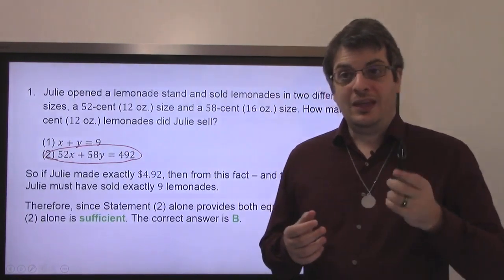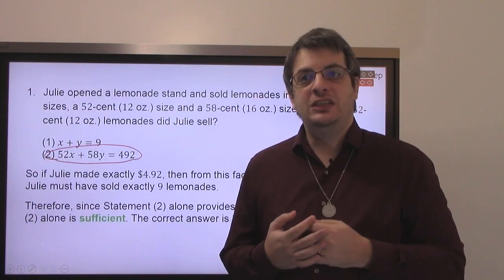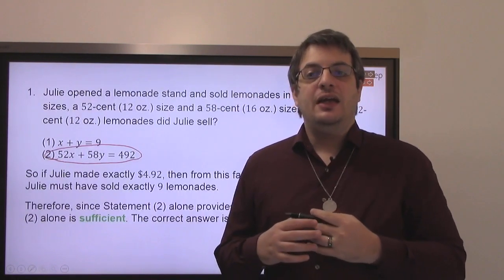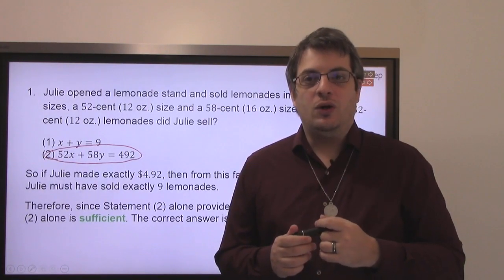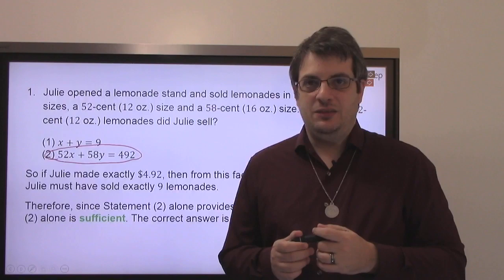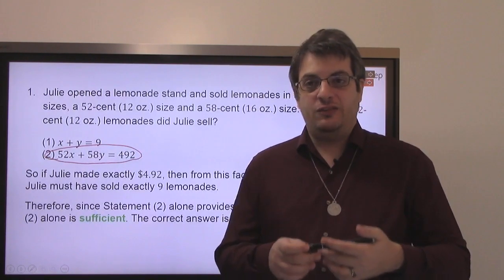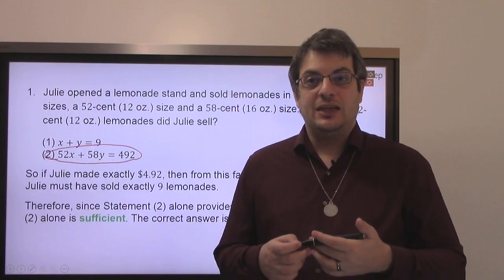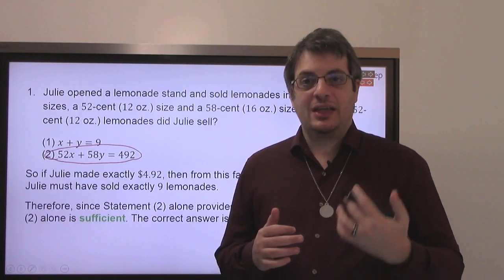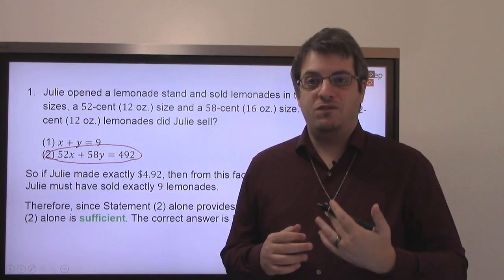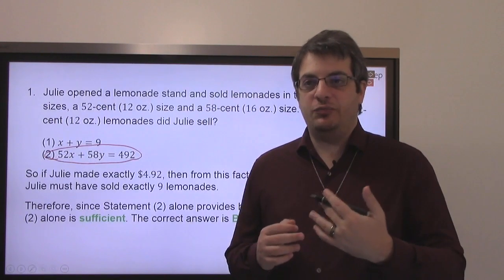Now, Antimony said in order to be sure that it's 9, we need to verify that 492 can be achieved from integral values of x and y. And I say, no, we don't. We don't need to verify that. Why? Because they told us it can be done. Because they said in the second statement that Julie made $4.92. And remember that the statements on the GMAT are premises, and premises are infallible. So if they told you Julie did this, it must have been possible.